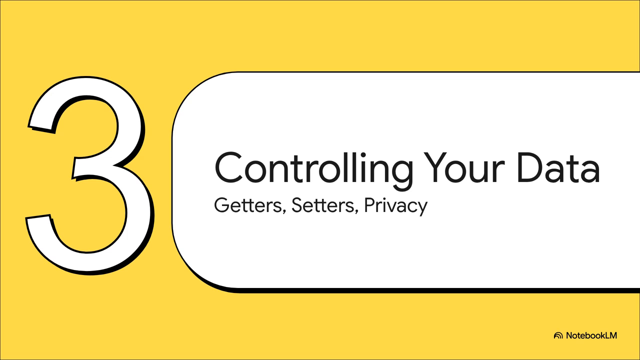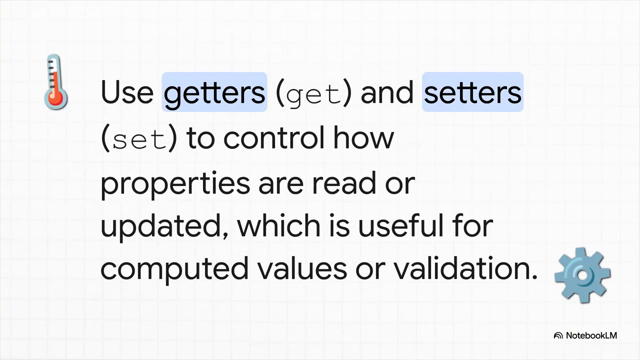So now let's shift gears and look at how classes give us fine-grained control over our data, making our code way safer and smarter. This is where getters and setters are a game changer. Take a look at this temperature class. Inside, we're storing the temperature in Celsius, but see that getFahrenheit method? We've made something that looks and acts like a simple property, but behind the scenes, it's actually running code to do a calculation every time you ask for it.